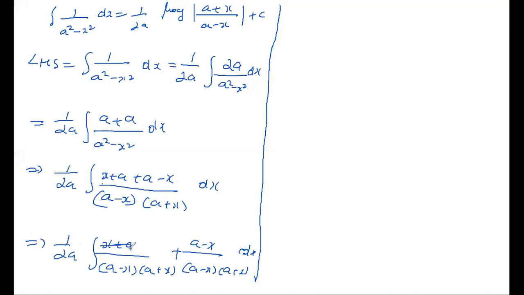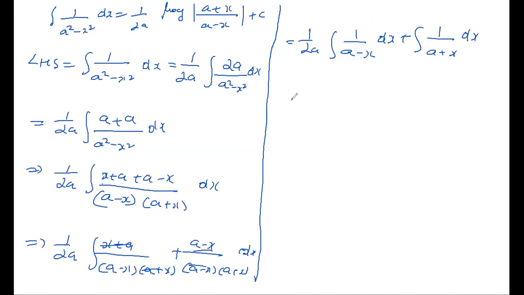Now x plus a cancels, a minus x cancels. What is remaining? 1 by 2a into integration of 1 by a minus x dx plus integration of 1 by a plus x dx. So what problem are you facing here? Okay, I'll explain more. What is the problem here? The differentiation of a minus x is minus 1. Minus 1 is not there.